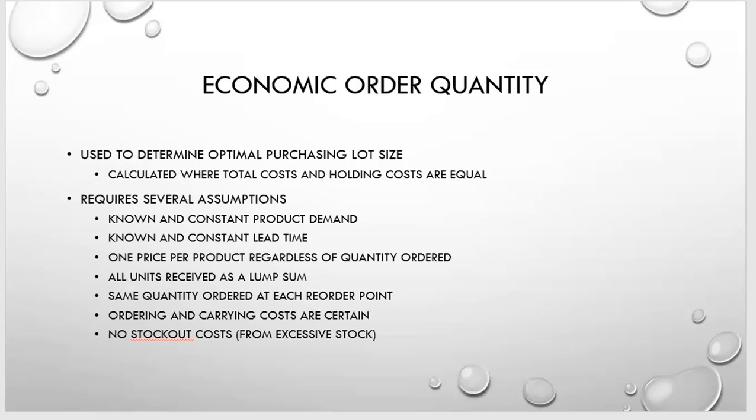So there are several assumptions that economic order quantity uses. These are the main ones. There may be some smaller ones that I haven't read about, but these are the ones that I've either found in textbooks or found in reading, or ones that I've used. And there's 7 main ones. These are the main ones that we deal with.